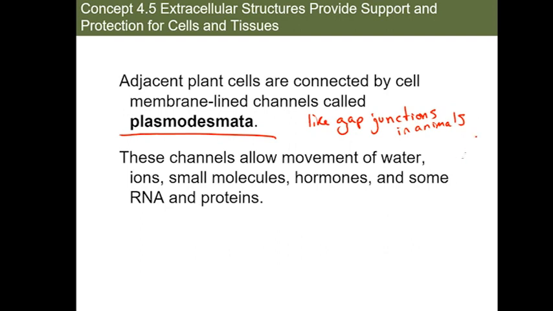So it's basically just two membranes or cell walls that have holes that go through. That's what a plasmodesmata or a gap junction is. They allow things to go through quickly without having to go through the cell membrane or the cell wall. These channels allow movement of water, ions, small molecules, hormones, and some RNA and proteins.